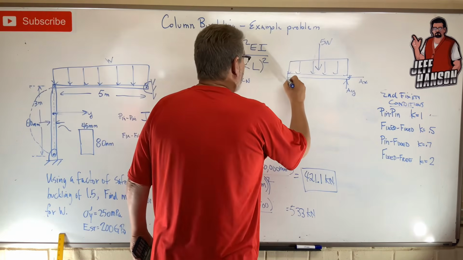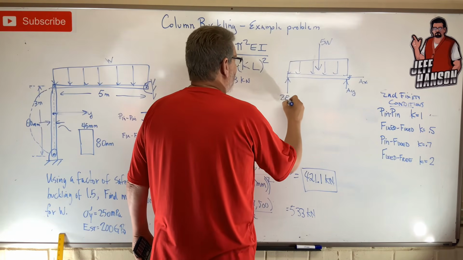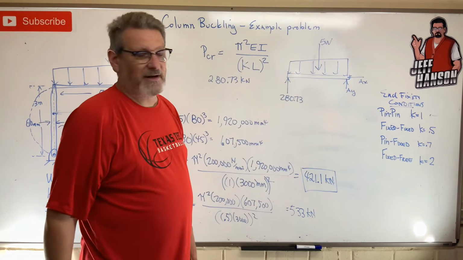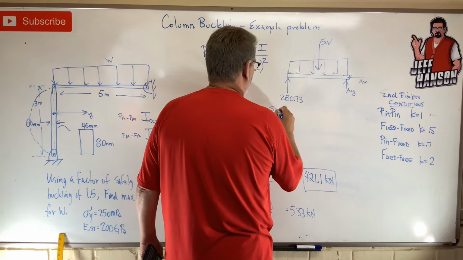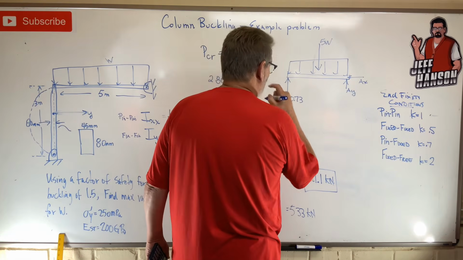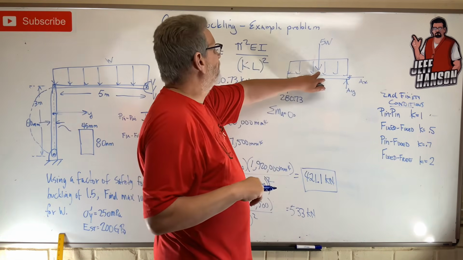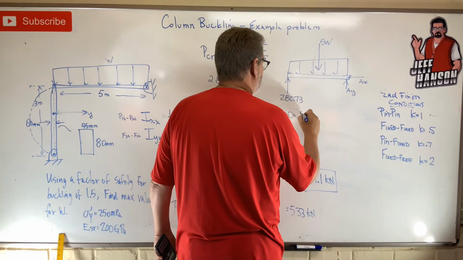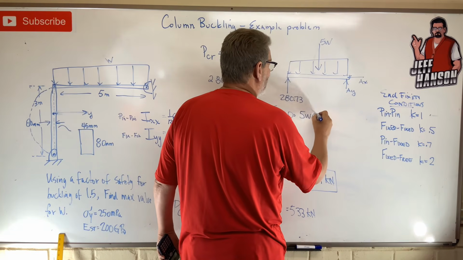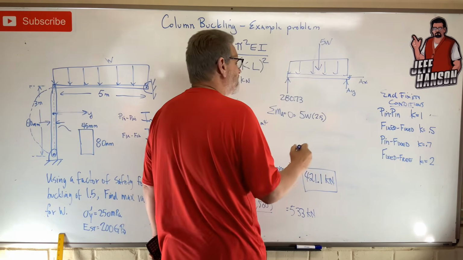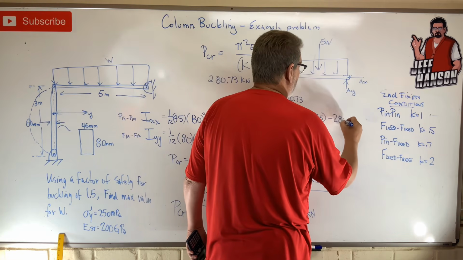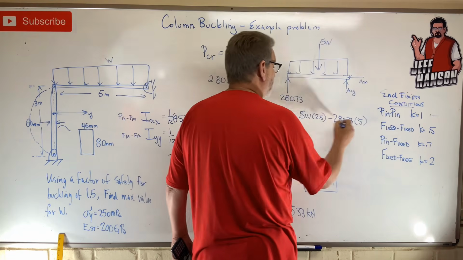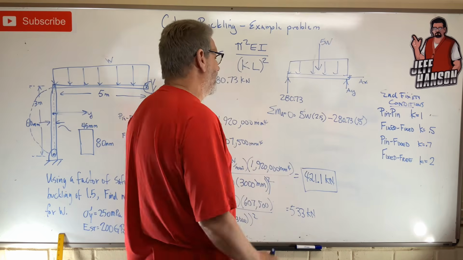Okay. And then over here, it's going to take 280.73 to make me buckle. So how big is W? Ooh, that looks like this, doesn't it? Take the moment at A, and what do we get? Remember, that's a rectangular distributed load, so we're going to put that right in the middle. The 5W rotates me positive. So 5W times how far away? 2.5. Minus 280.73 times how far away? 5. The 5's divide away. And what do I get?